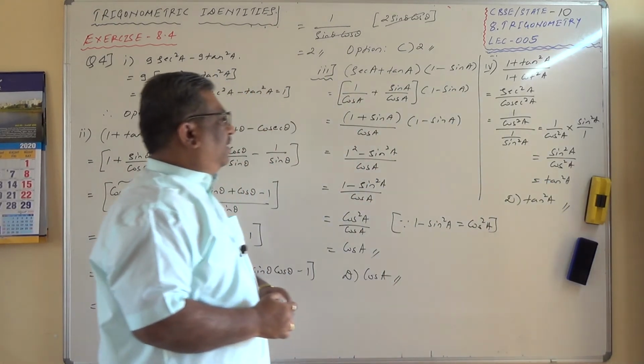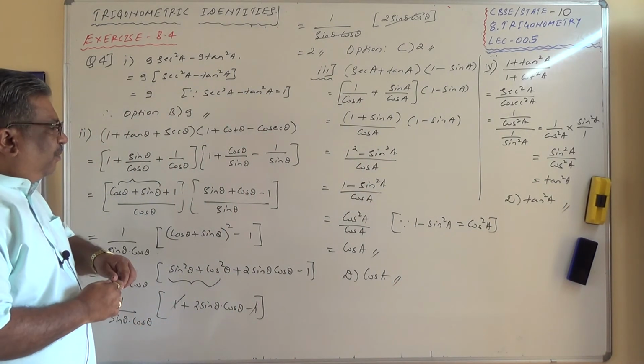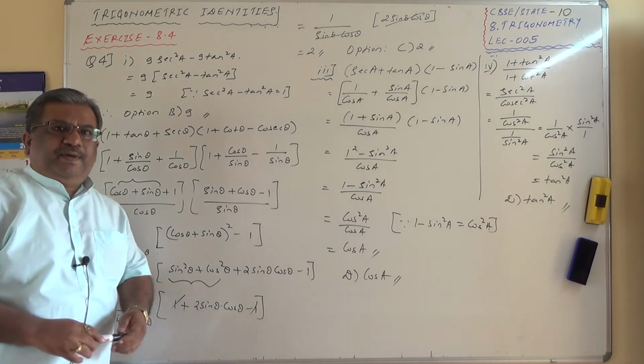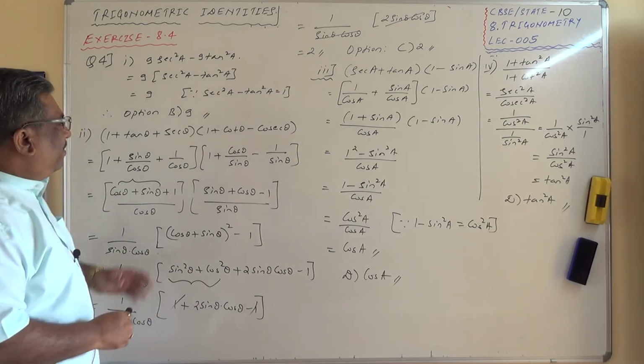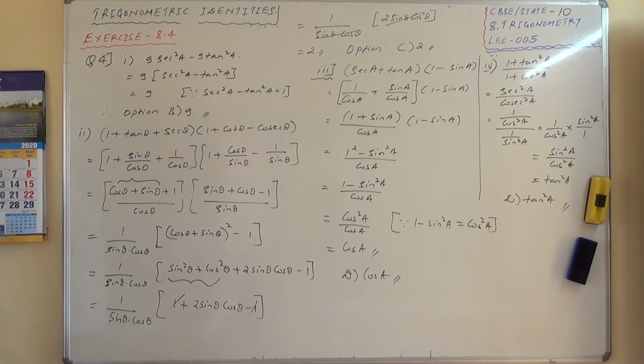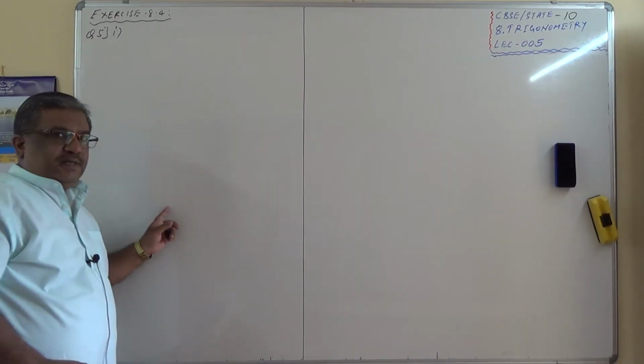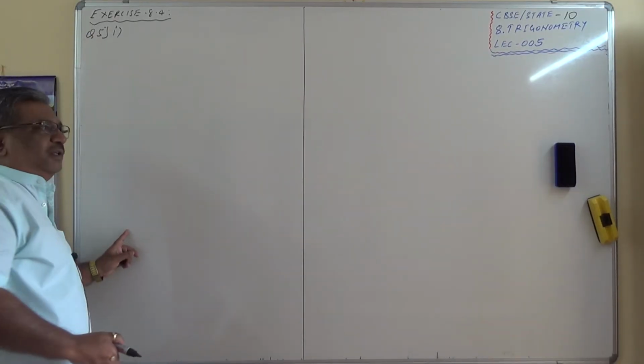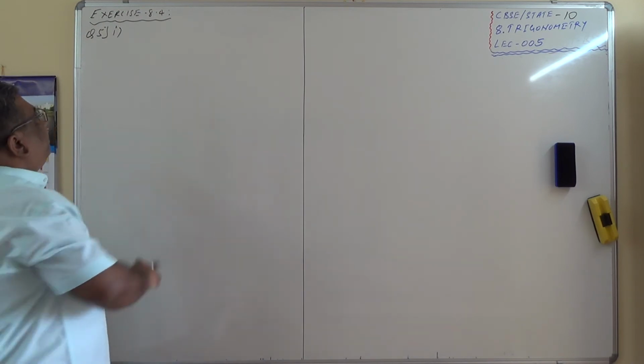So I hope you are able to understand. Even though these are very small sums, sometimes they appear to be quite complicated. So make a note of all this. Exercise 8.4, question number 5. All the numericals are very important.